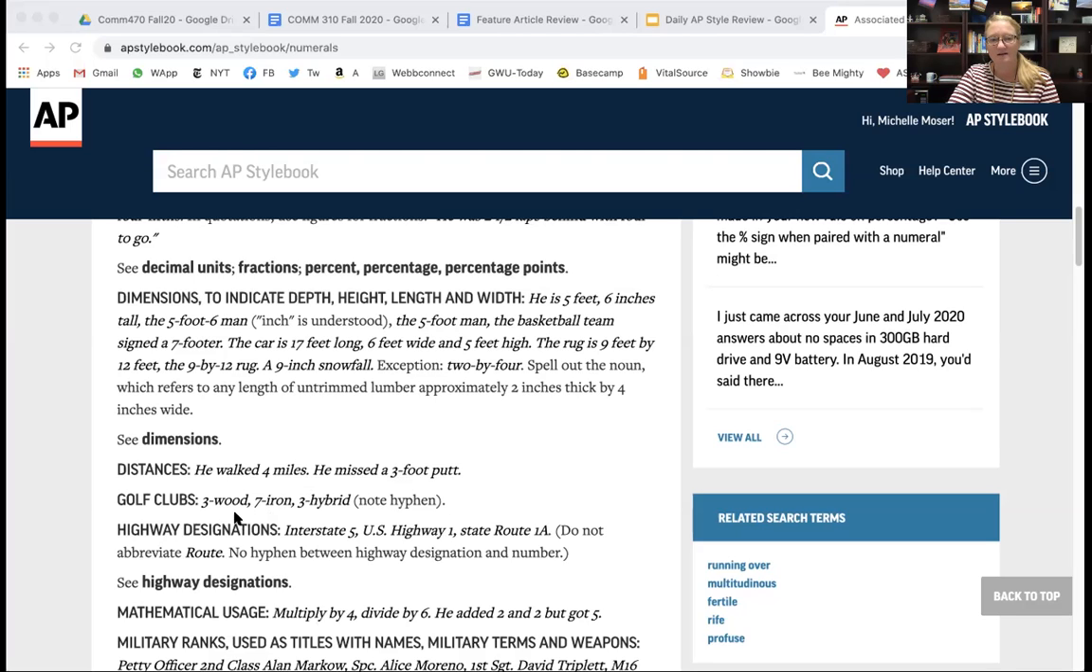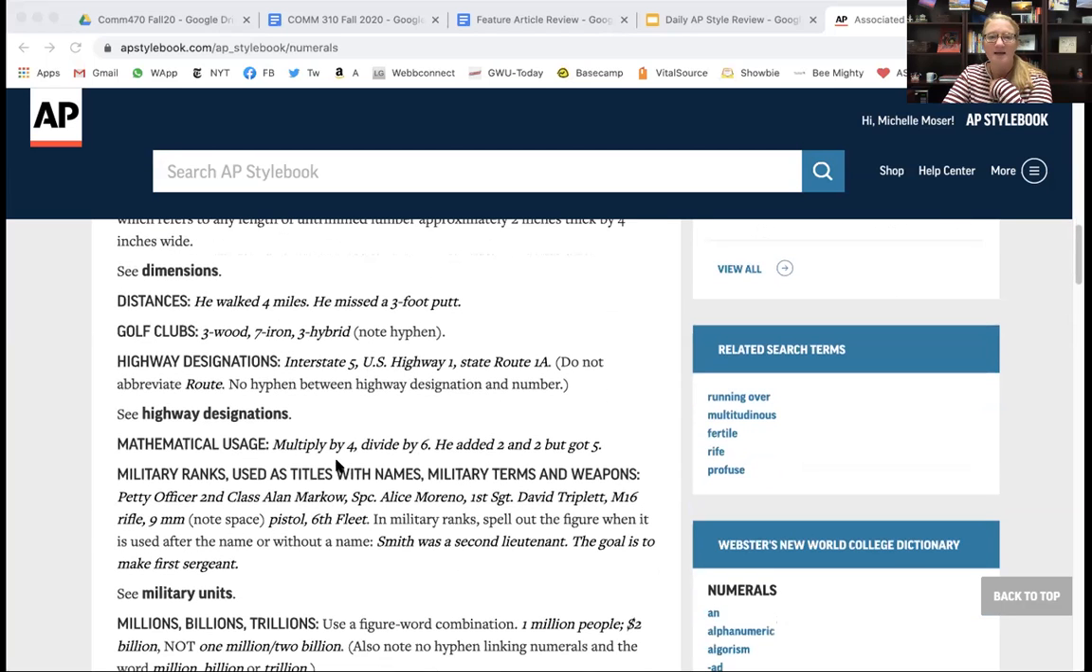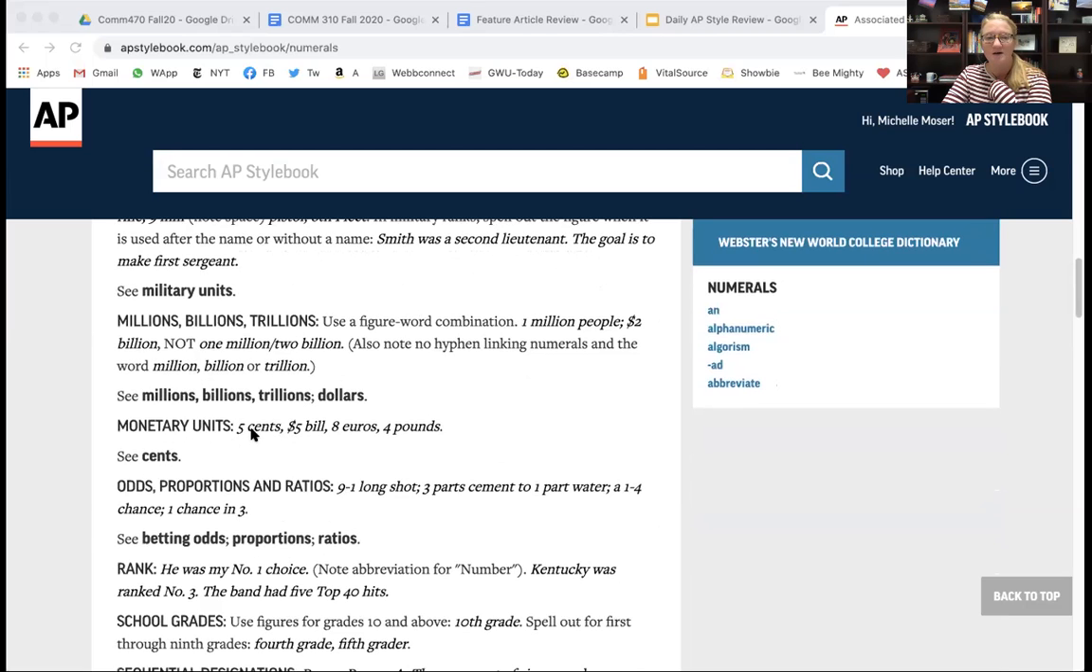Golf clubs, you might want to report on golf. You use the figures there to distinguish between the different types of clubs. Highway designations, you use the figures. No hyphen between highway designation and the number. For mathematical usage, you use the figures. You don't write out the numbers there. And then so on. I won't go into all of this, but here is where I showed you earlier monetary units. You would write 5 cents versus the little cent sign you might have been taught in kindergarten.